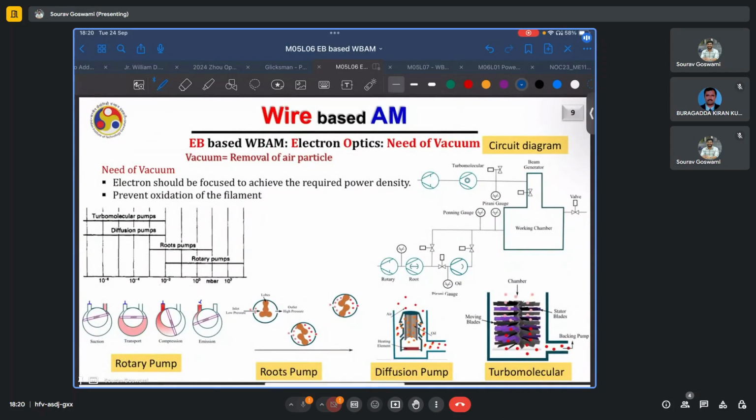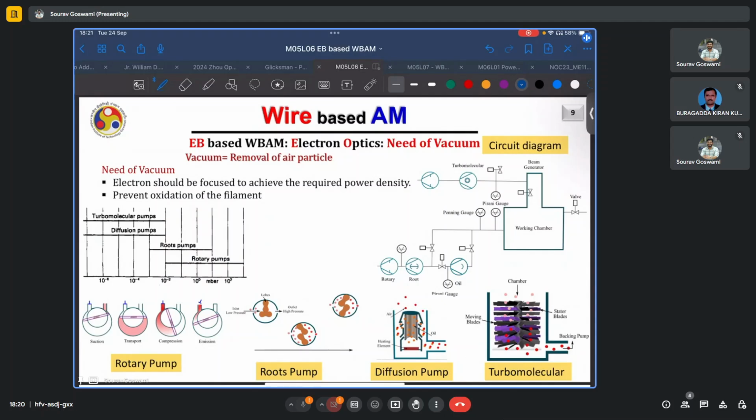Another question which might arise is what is the use of vacuum in an electron beam gun? Because we mentioned how for thermionic guns we need a high vacuum of the order of 10 to the power minus 9 millibar. For plasma guns also, it is needed to be of the order of 10 to the power minus 5 millibar.